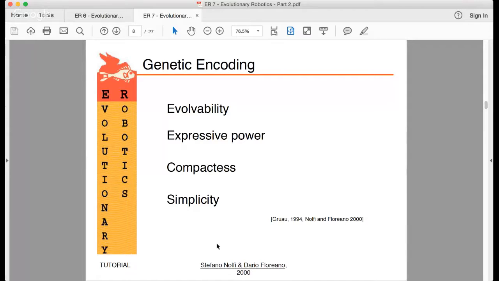Number three, compactness. The length of the genotype can affect the dimensionality of the space to be searched by the genetic algorithm that, along with the characteristics of the fitness surface, may affect the result of the evolutionary process. And finally, simplicity. So obvious. I can't say more. Simplicity is simplicity.